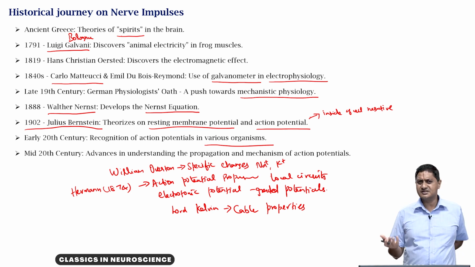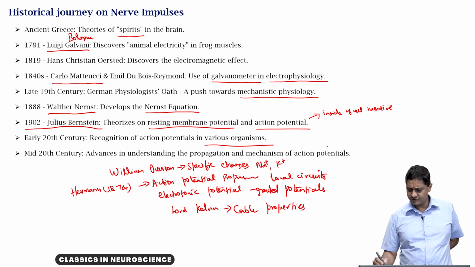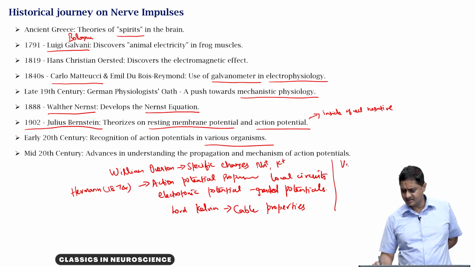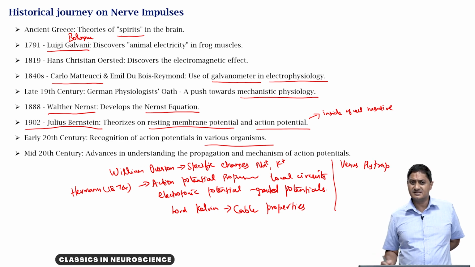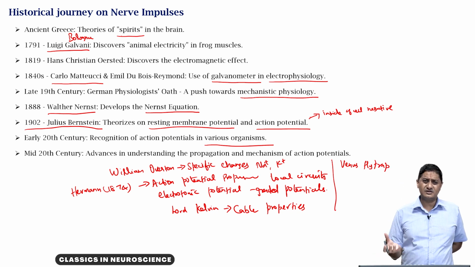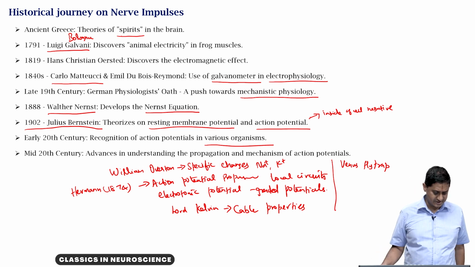Of course, this was not found only in animals, it was also found in plants. For example, the Venus flytrap is an insectivorous plant that closes its petals when the insect gets inside, when it catches the prey. That was also shown to exhibit action potentials.